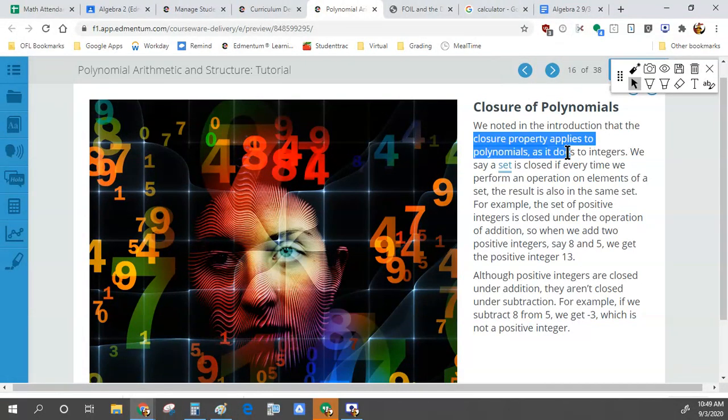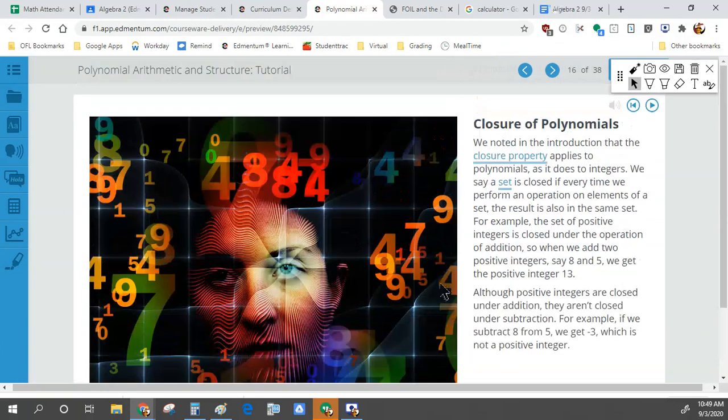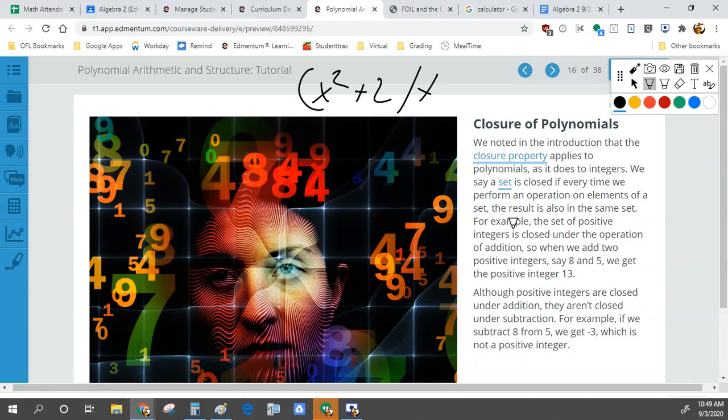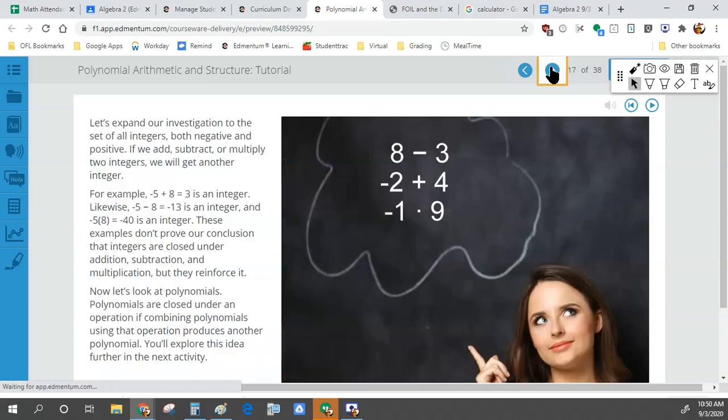So one of these properties talks about closure. The closure property just says that if we do an operation, it should give us the same thing. So for example, integers are closed. If we add integers together, we get an integer. Polynomials are the same thing. If we add polynomials together, we would get another polynomial. It'll just look a little different. That's what it means by closure. So that's what it's talking about here.